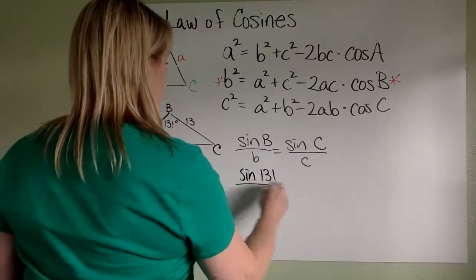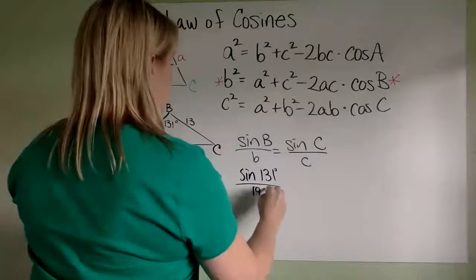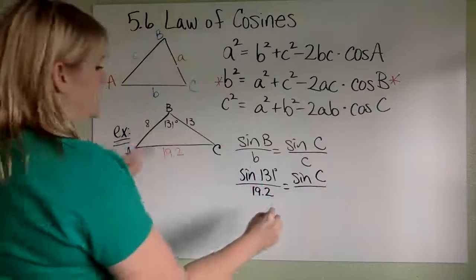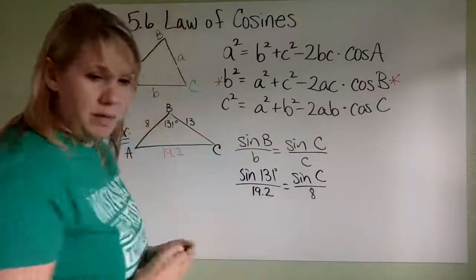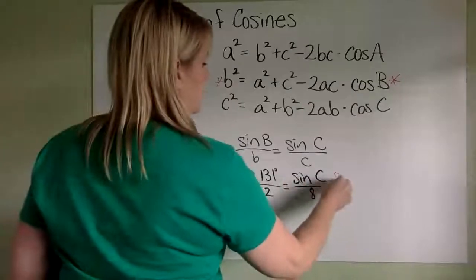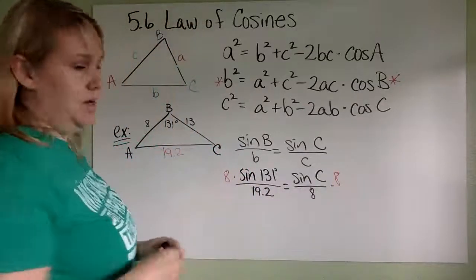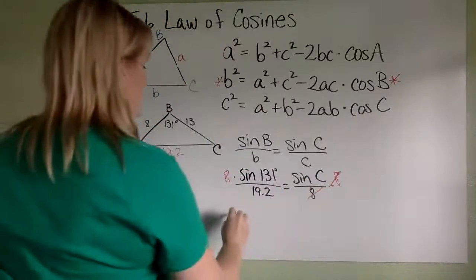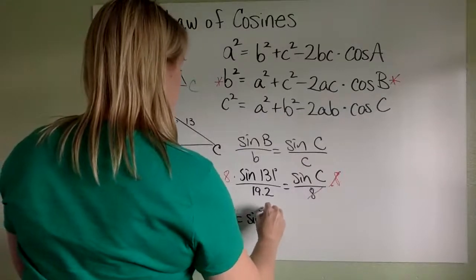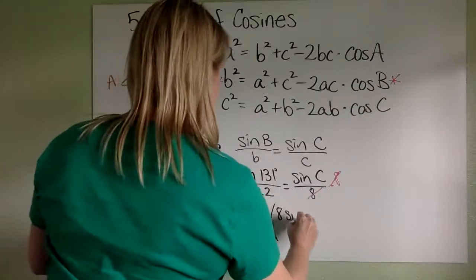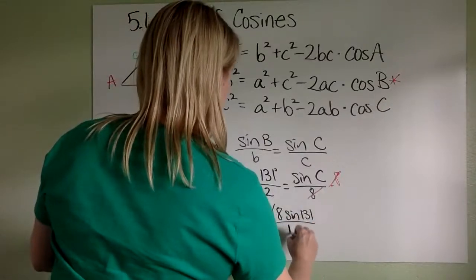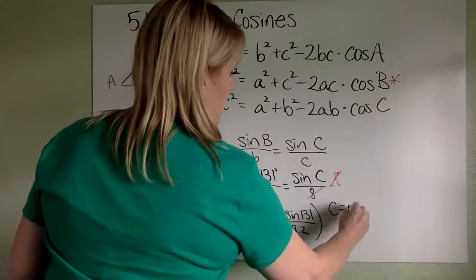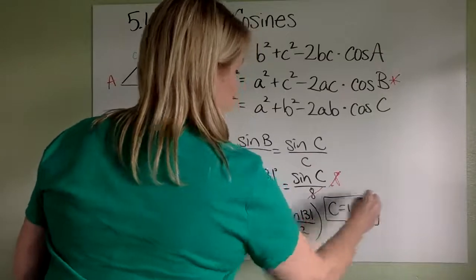So if I have the sine of 131 over 19.2 equals the sine of angle C, that's what we're looking for, over side C, which is 8. And so then we would multiply both sides by 8. So you have the sine of angle C is equal to this ratio. And so C is the inverse sine of this ratio, 8 times the sine of 131 all over 19.2. And you should get 18.3 degrees from that.